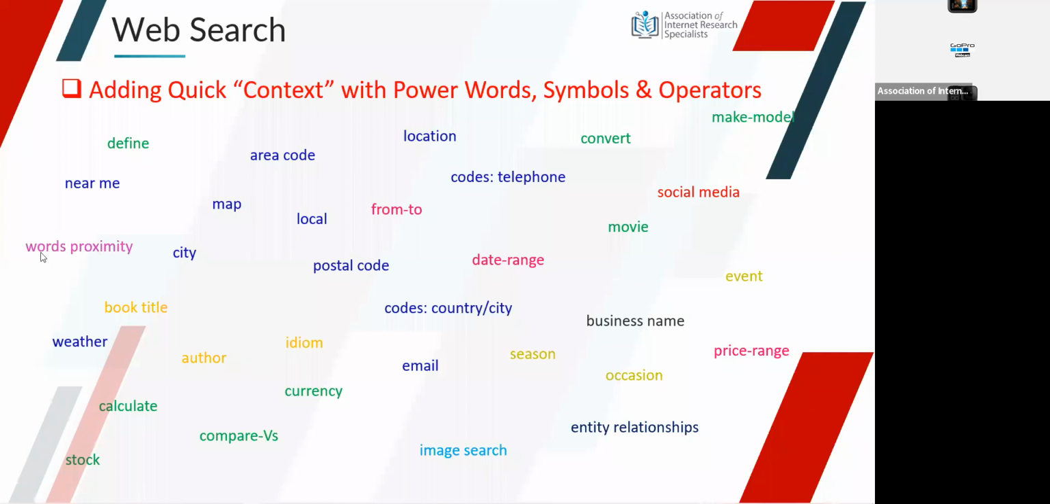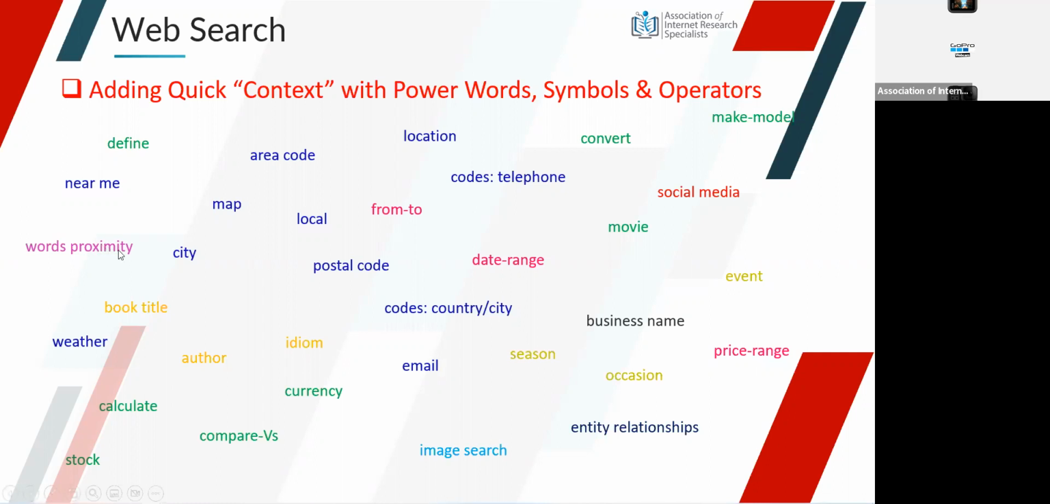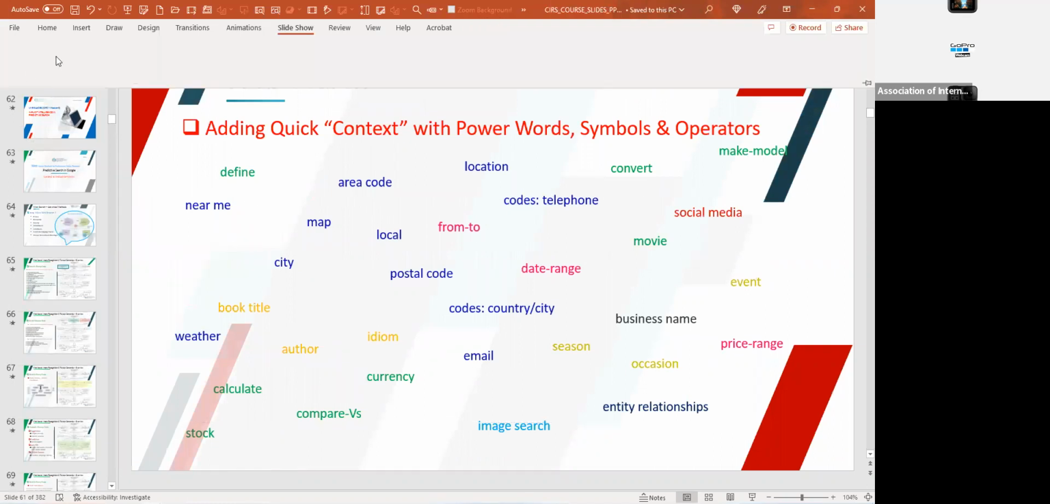Words proximity, never mind words proximity. Let me just get rid of this because there is an operator that works with the word proximity. So what used to be there, now search don't want this to be confused anymore. So corrected this.